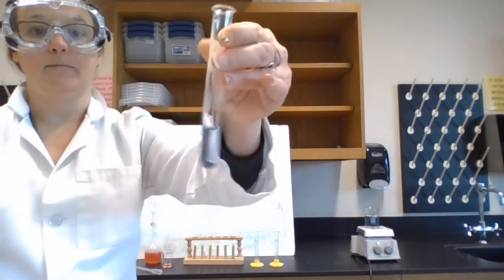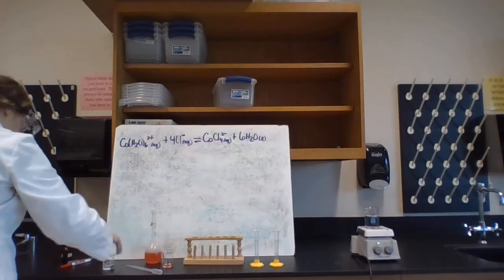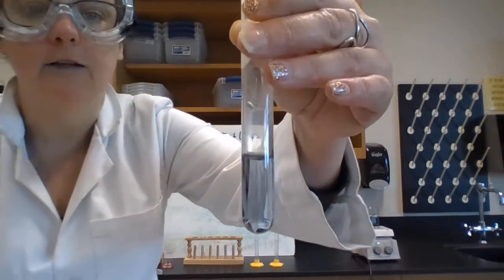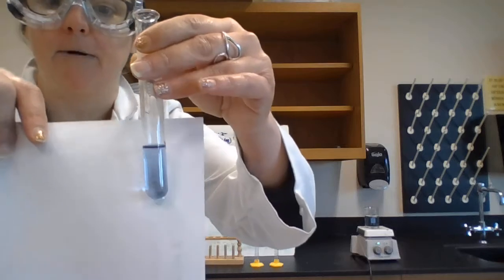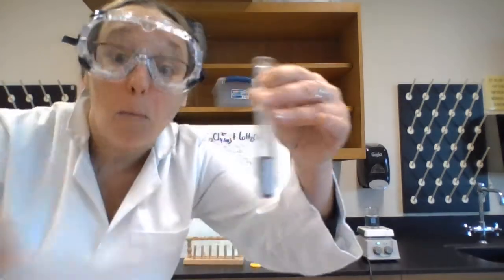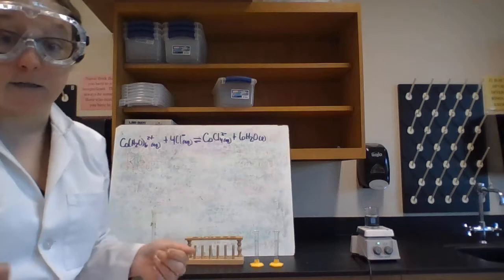There we go. Now, here we go. So now what color is this? Let me put a piece of white paper behind it. So this color is now blue. All right, so when we added the hydrochloric acid, it turned blue.